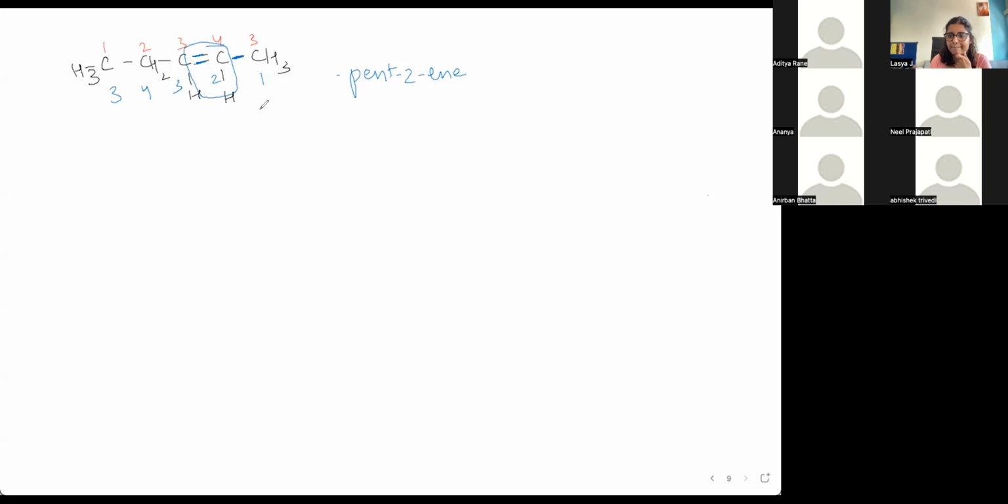Okay. Guys? Neil? Miss, but what about pent-3-ene, will it make a compound similar to this one? No. So pent-3-ene doesn't exist, because even if you try to figure out pent-3-ene, it automatically becomes pent-2-ene. So that's not a valid name.